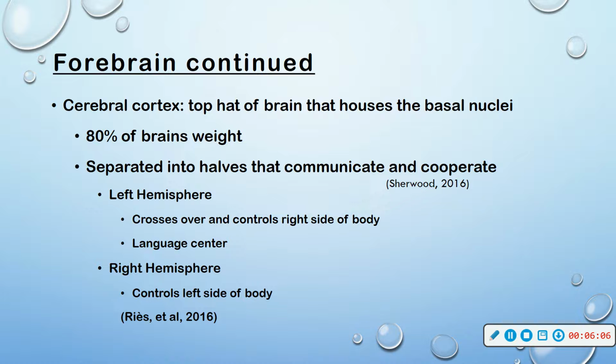And it is connected, as they call it, by an information superhighway. It's called the corpus callosum. And it allows for communication between the two halves so that they can cooperate with each other. So both hemispheres, even though two separate halves, do mirror each other. However, they do have some uniqueness in how they handle a body's behavior.